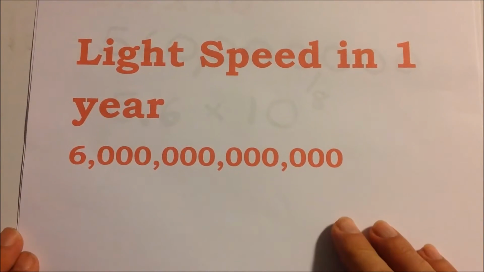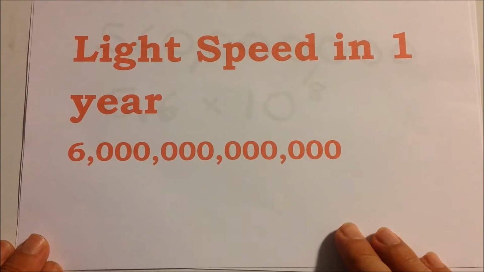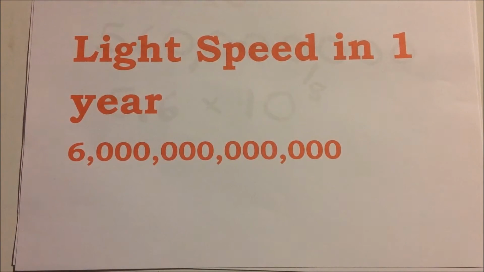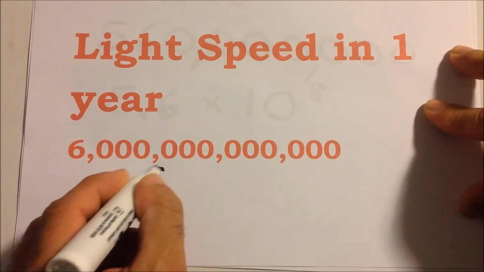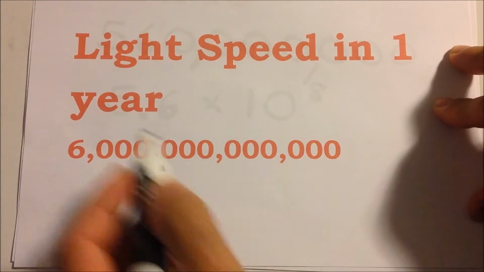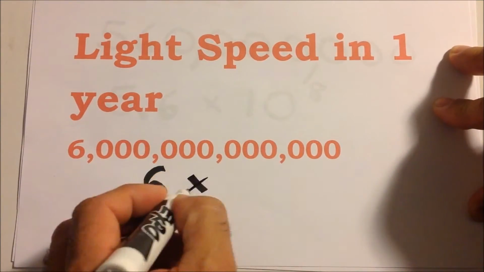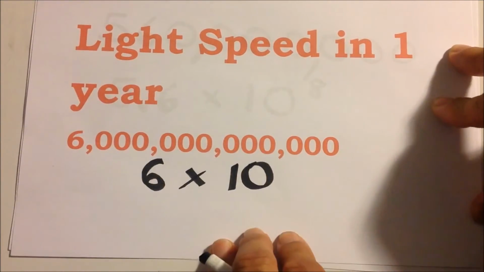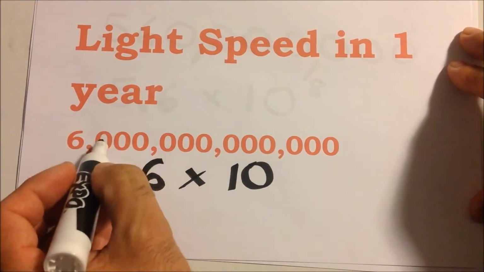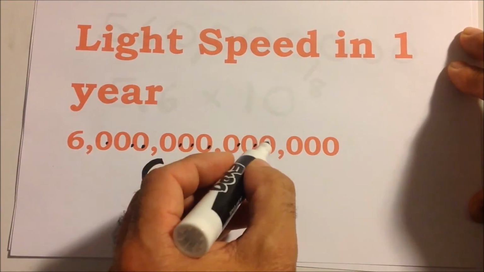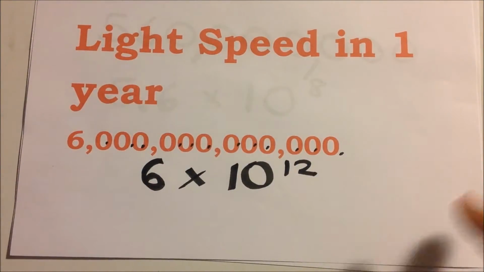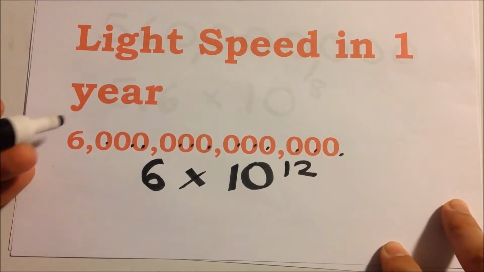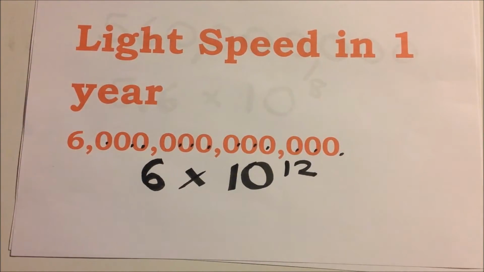So how can we make 6 trillion miles in scientific notation? Try to do that one. Okay, so we have a 6. Remember, we always use the first number. I don't have to put a decimal because there's no numbers bigger than 0 that follow. So I'm just going to go 6 times 10. We always do 10. And just count all the numbers after the first one. So we have 1, 2, 3, 4, 5, 6, 7, 8, 9, 10, 11, 12. So that is about what light will do in 1 year in scientific notation. Again, this is standard form, and this is scientific notation.